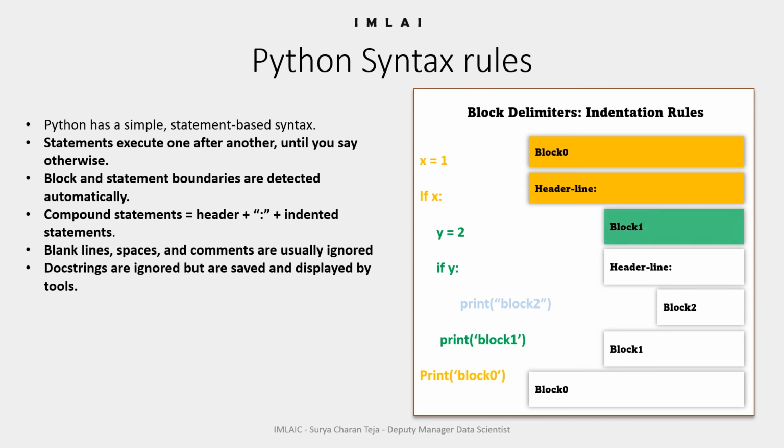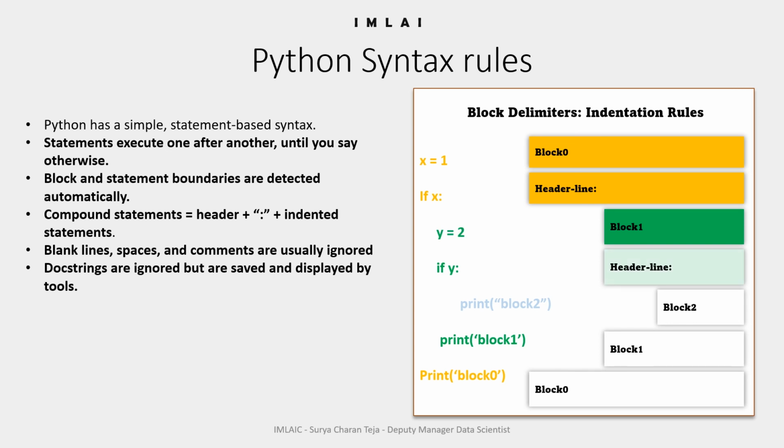Then the second is within the outer if statement. Within the if statement, we have y is equal to 2, and it is indented how many spaces? 1 space, 2 spaces, 3 spaces and 4 spaces. It has been indented 4 spaces. So this is our second block, or we call it block 1.